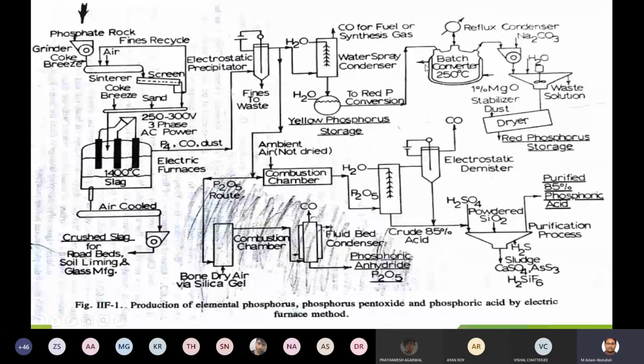There is another arrow mark at the left hand side of the batch converter. It indicates that if you have added excess magnesium oxide, it can be collected at this side. Whatever magnesium oxide you have added here maintains the stability. But if you have accidentally added an excess amount of magnesium oxide, it can be collected at the other end of the batch converter.